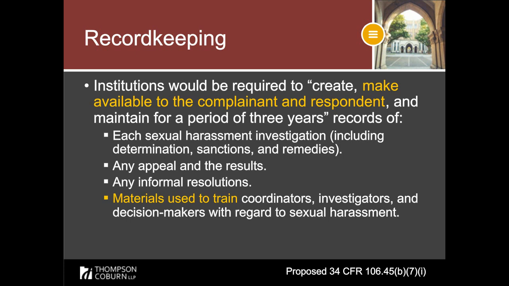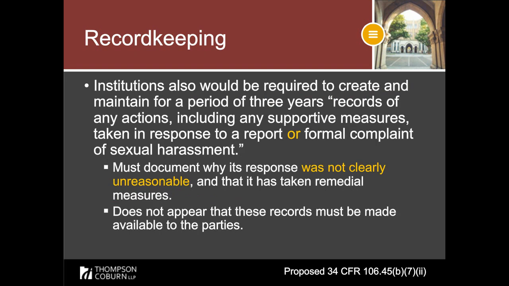Institutions also would be required to create and maintain for a period of 3 years, but not make available to complainants and respondents, just keep and maintain, records of any actions, including any supportive measures, taken in response to a report or formal complaint of sexual harassment. So you have to document why the response was not clearly unreasonable and that it has taken remedial measures. It does not appear that these records have to be made available to the parties. I mentioned that. So there's a couple things I want to say. I mentioned earlier, I'd return to this idea of not clearly unreasonable as the standard.